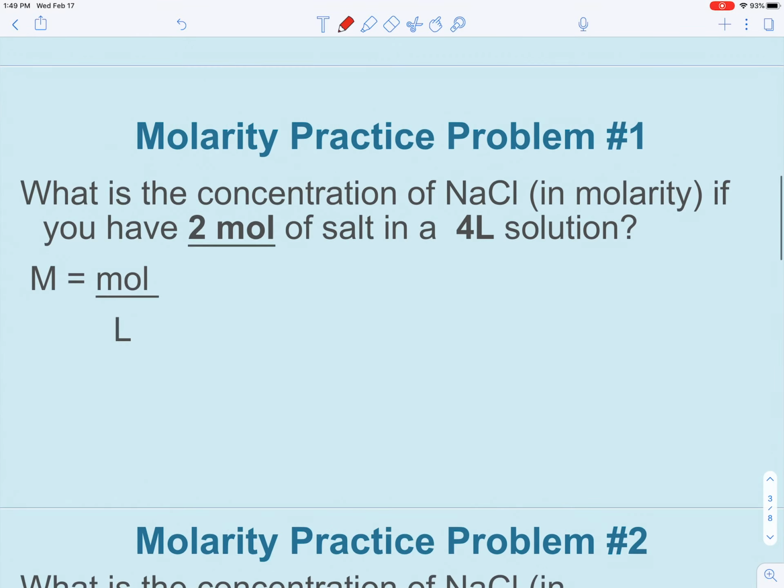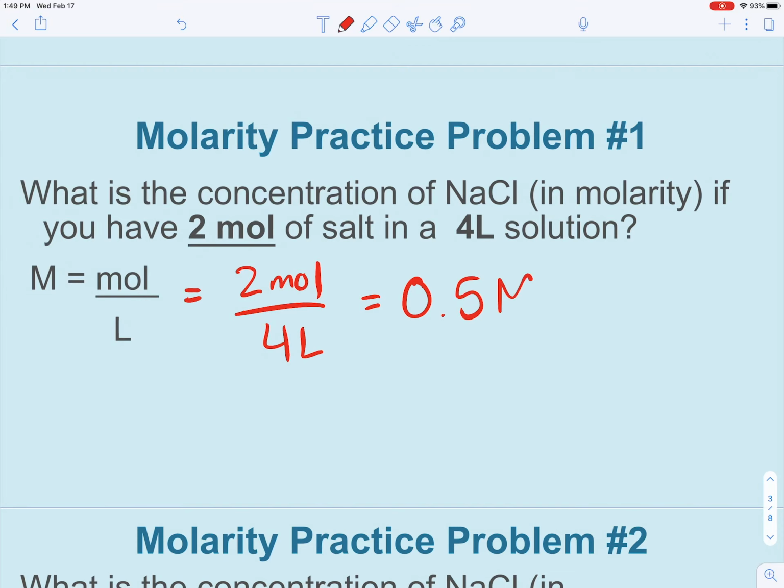All right, let's practice here. So molarity is equal to moles over liters. So what is the concentration in molarity if you have 2 moles of salt in a 4-liter solution? So we're just going to plug in these numbers, 2 moles divided by 4 liters, and I get 0.5 molar. Okay, so my final answer is 0.5 M. Again, capital M is the unit for molarity.